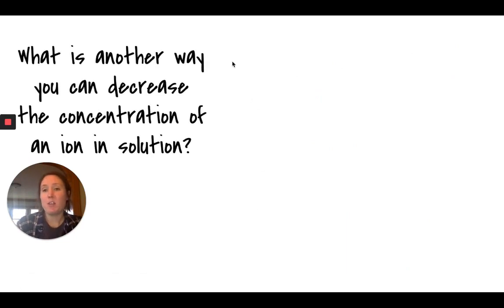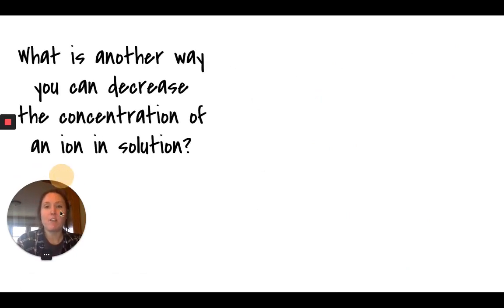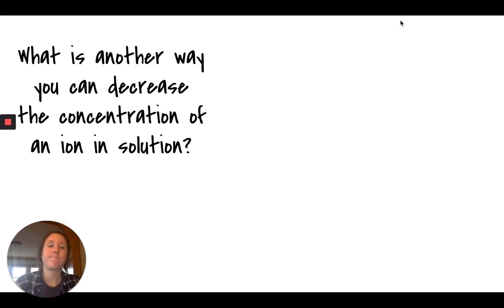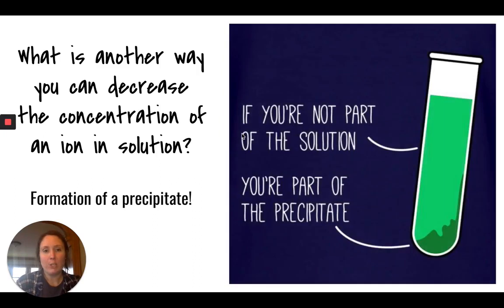And what's another way that you can decrease the concentration of ions in a solution? You can form a precipitate. So remember, if you're not a part of the solution, you're part of the precipitate.